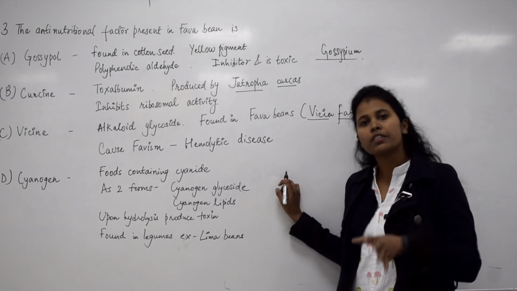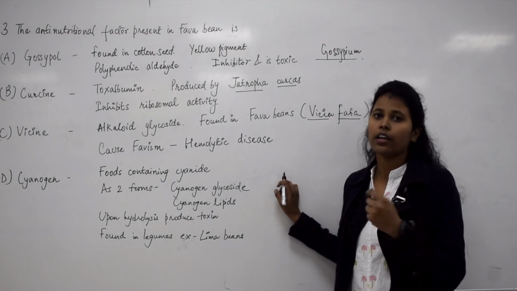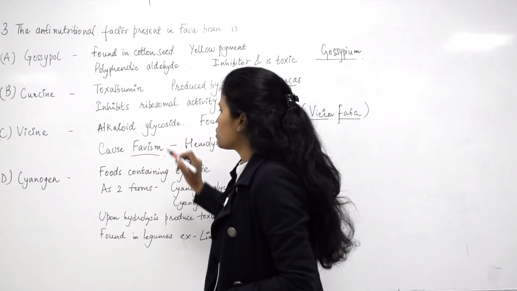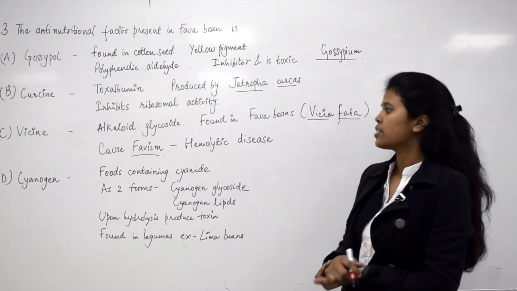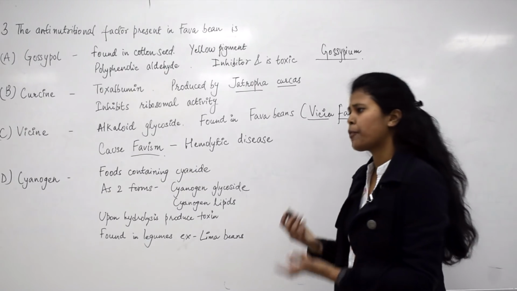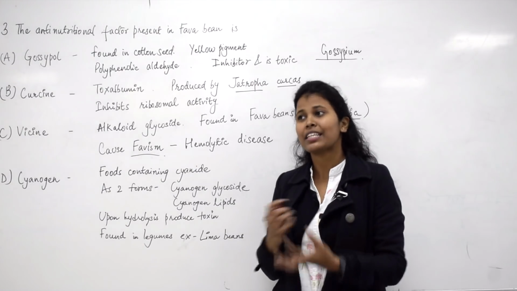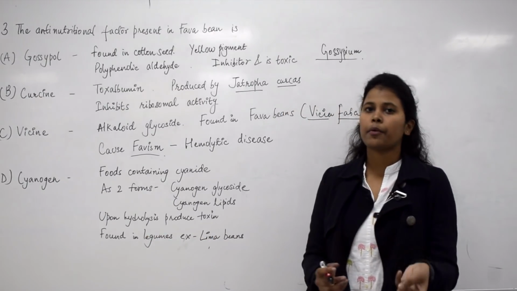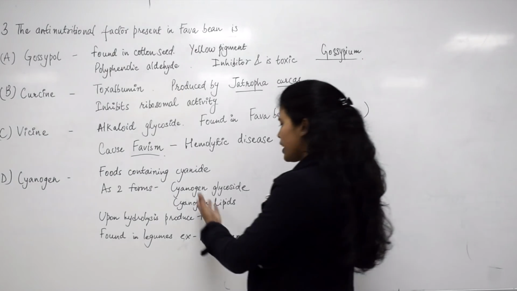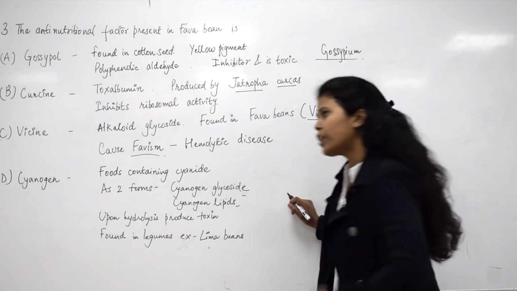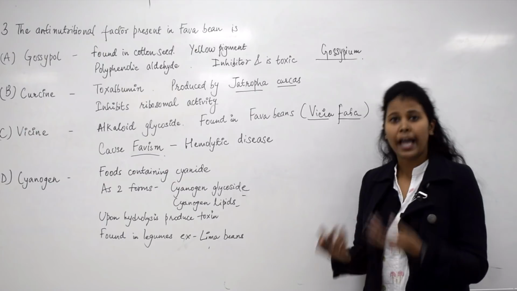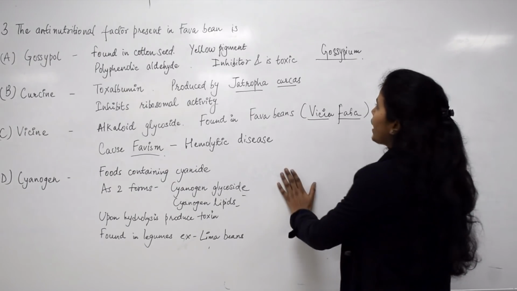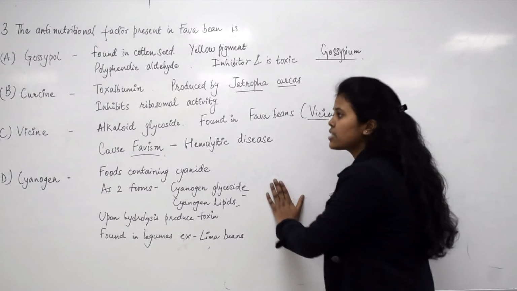Along with vicine, covicine is also an anti-nutritional factor involved in causing favism. The last option we are left with is cyanogen. These cyanogens are present as cyanide in various food products. Basically, they are present in legumes like lima beans, in two forms: cyanogen glycosides and cyanogen lipids. Upon hydrolysis, they produce cyanide that is very toxic for us. So, as the question asks, the anti-nutritional factor in fava bean is vicine.